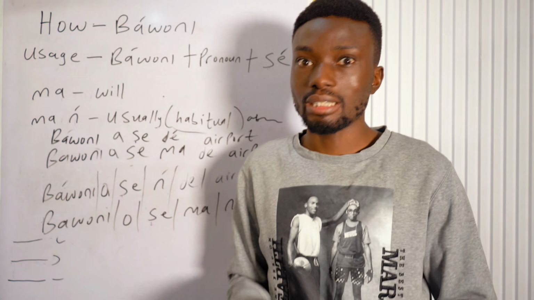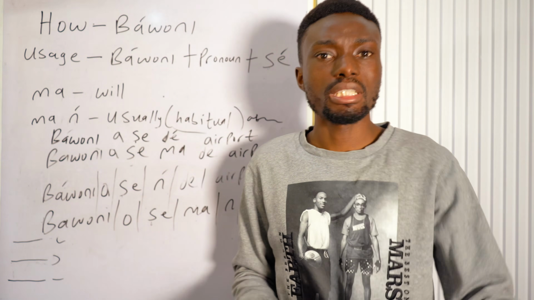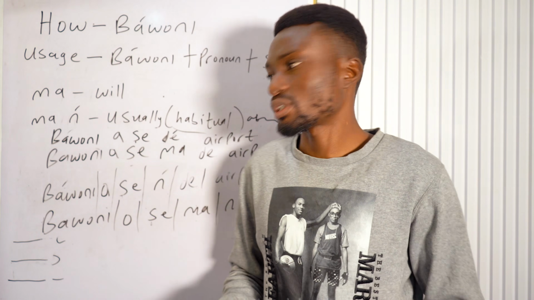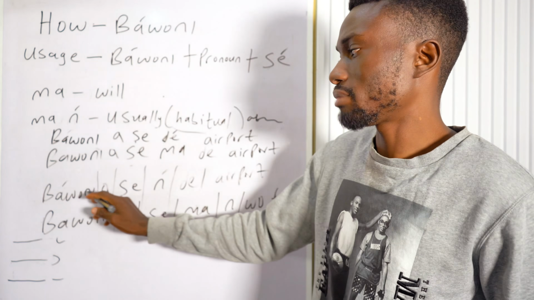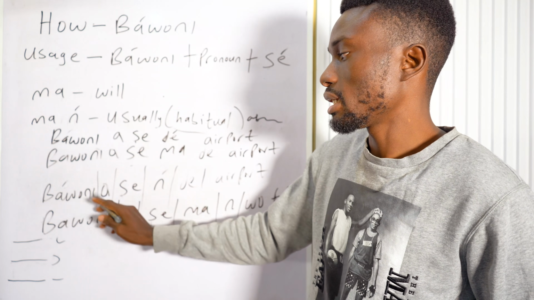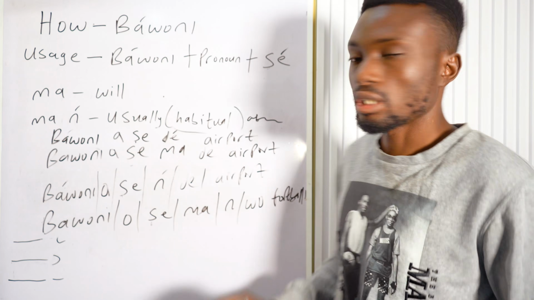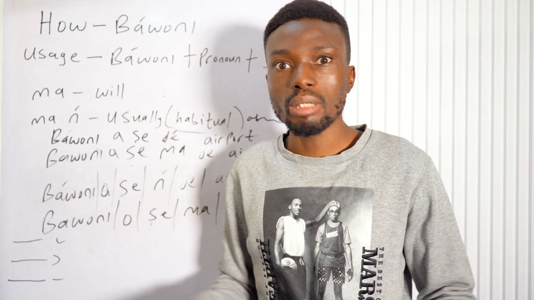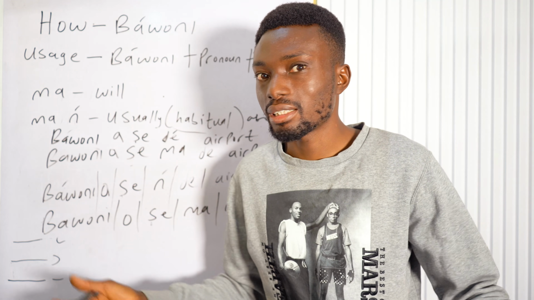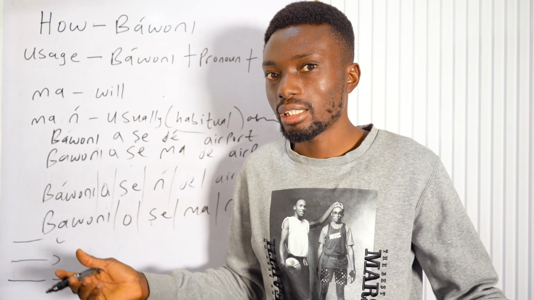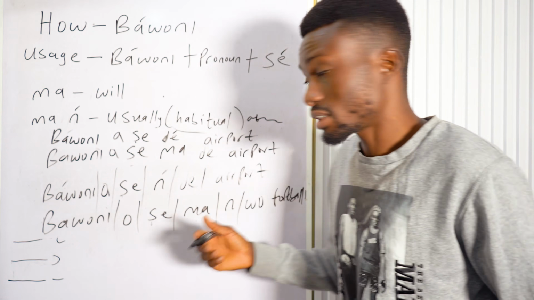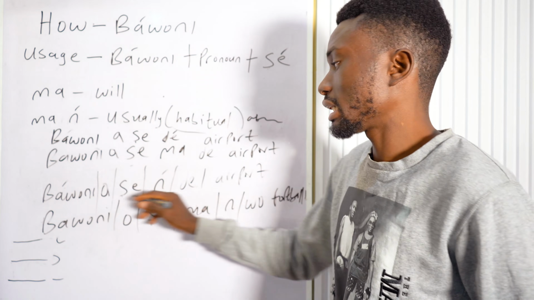Báwo la ṣe ń dé airport? That's how you majorly get. Báwo ni. This one returns to L, and we remove this I. Báwo la ṣe ń dé airport? So it's a correct statement actually. Báwo ni a ṣe ń dé airport?